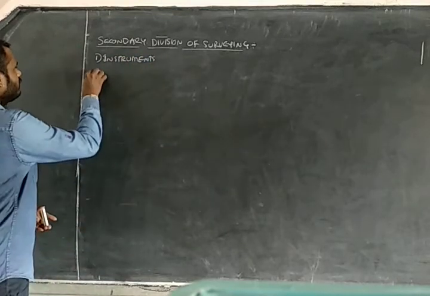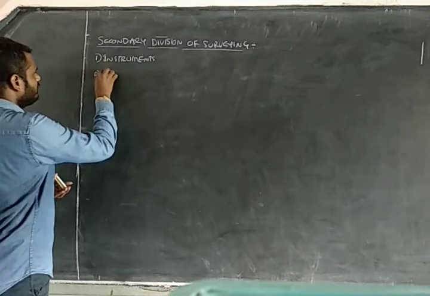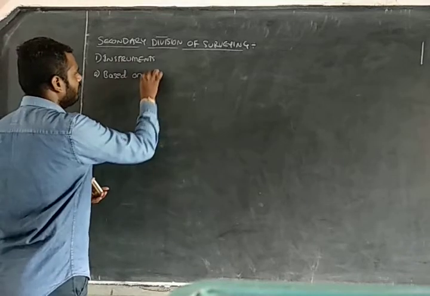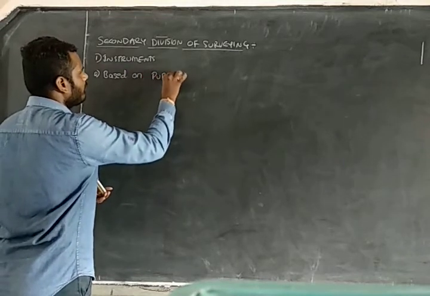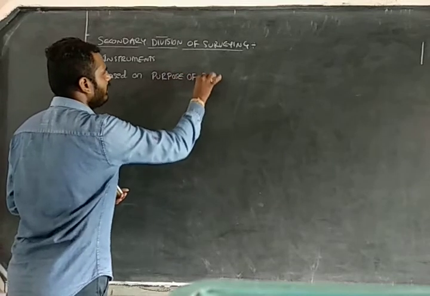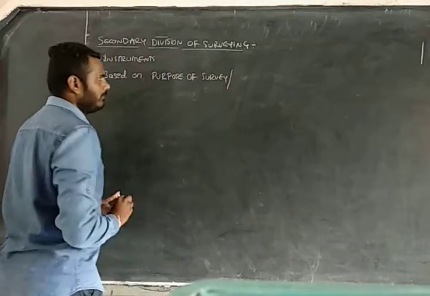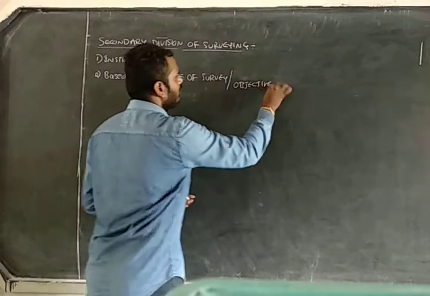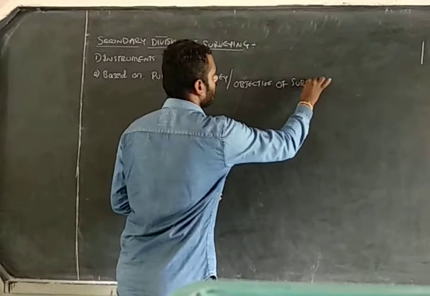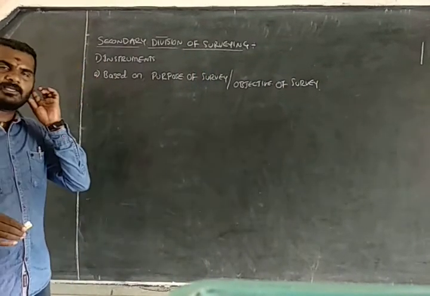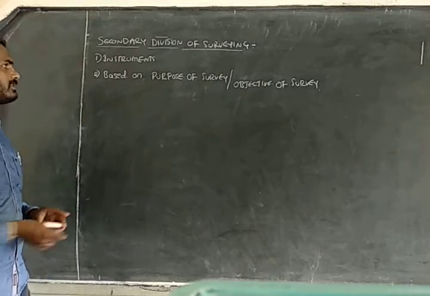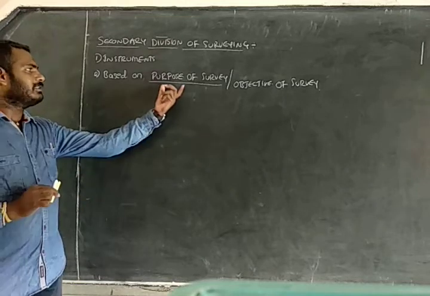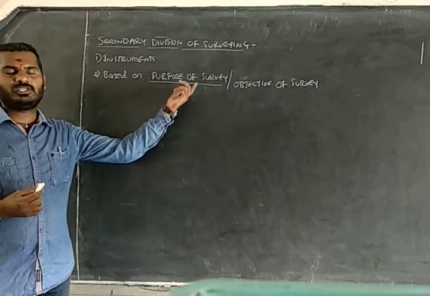Now we are going to discuss the secondary classification based on the purpose of survey, or objective of surveying. Here we have some special categories of surveys based on the purpose of surveying. It represents that the purpose for which we are doing the survey is very important.